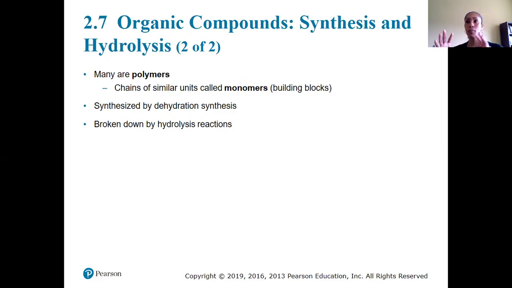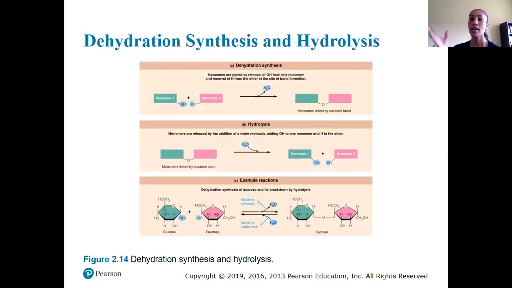We group monomers together through the process of dehydration synthesis. Remember, that's the process of taking smaller substances and putting them together to form larger substances, and we make water in the process. Then we break down polymers through the process of hydrolysis, where we use water to break apart a substance.